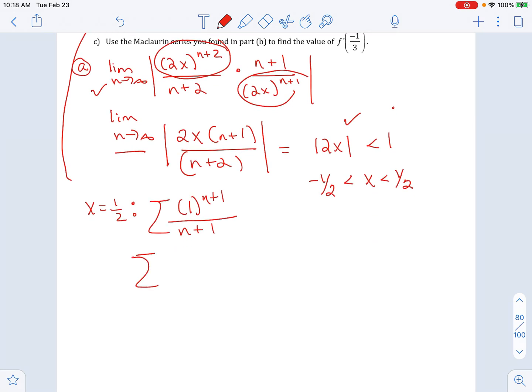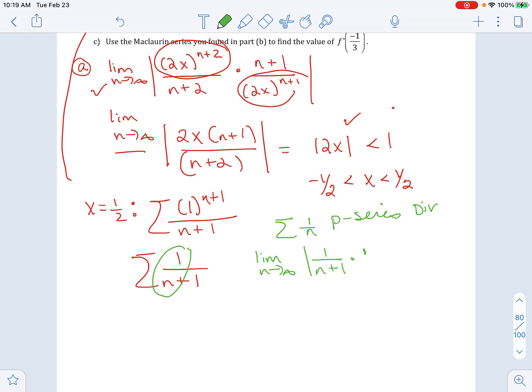But 1 to the n plus 1 is really the same as 1, so I can just write it like this. Now there are a couple ways that you can figure out what happens to this series. You can either do the integral test, or you can do the limit comparison test. I'm going to do the limit comparison test. I can compare it to 1 over n, which is a p-series that I know diverges.